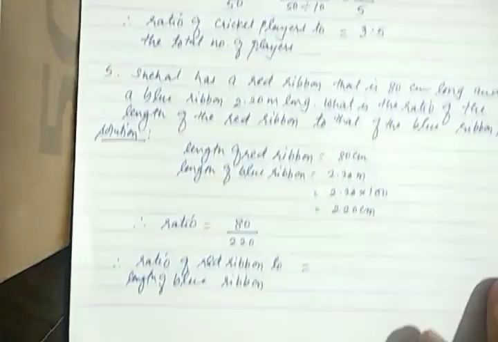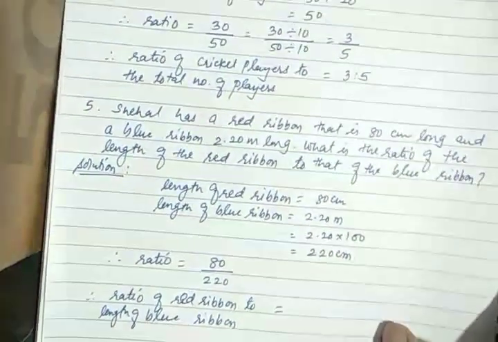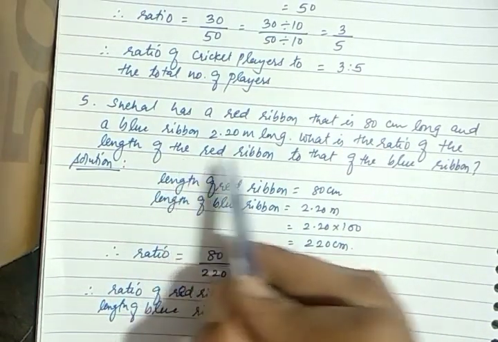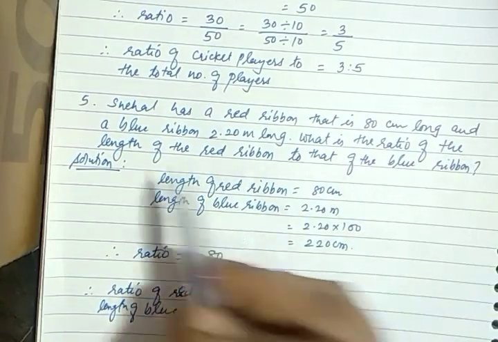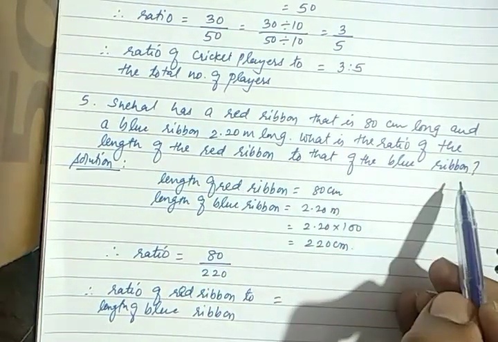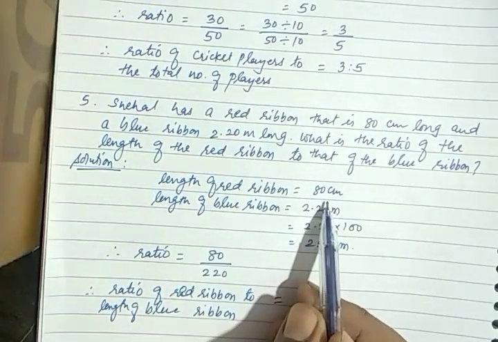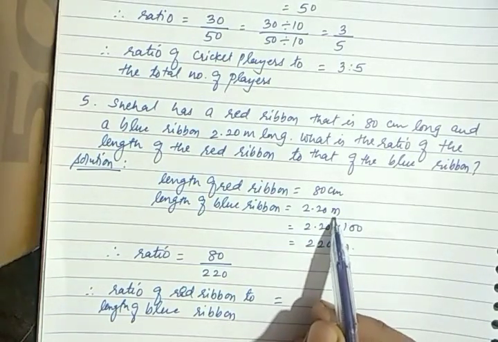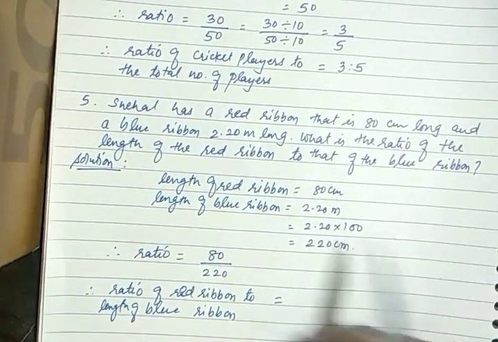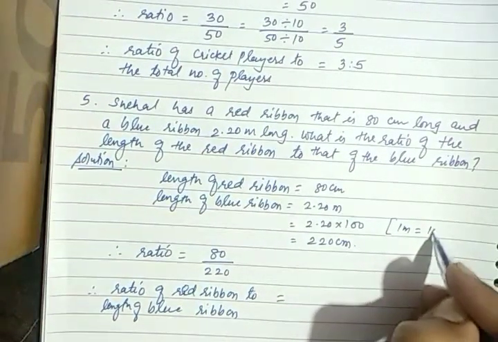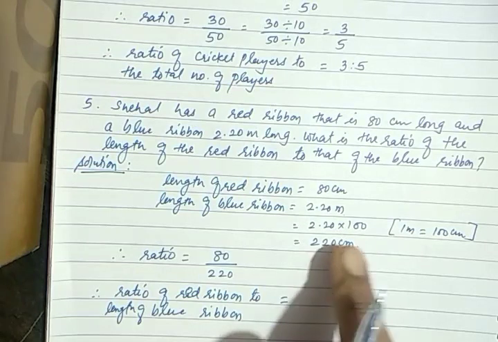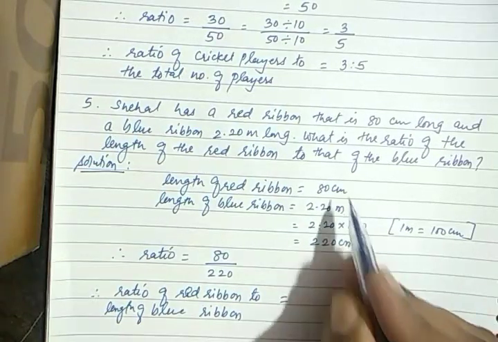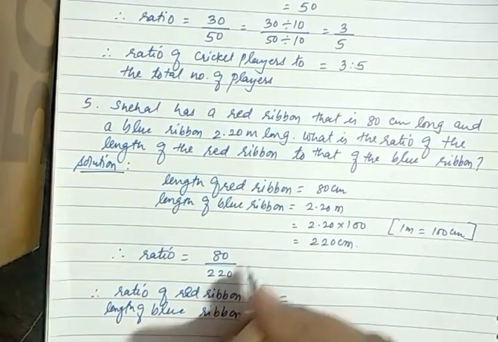Now coming to the fifth sum. Snehal has a red ribbon that is 80 centimeter long and a blue ribbon 2.20 meter long. What is the ratio of the length of the red ribbon to that of the blue ribbon? The length of the red ribbon is 80 centimeter. The length of the blue ribbon is 2.20 meter. We need to convert meter into centimeter. I will multiply by 100, as you know that 1 meter equals 100 centimeter. So I will get 220 centimeters. Now same units, 80 centimeter and 220. Let's find the ratio.